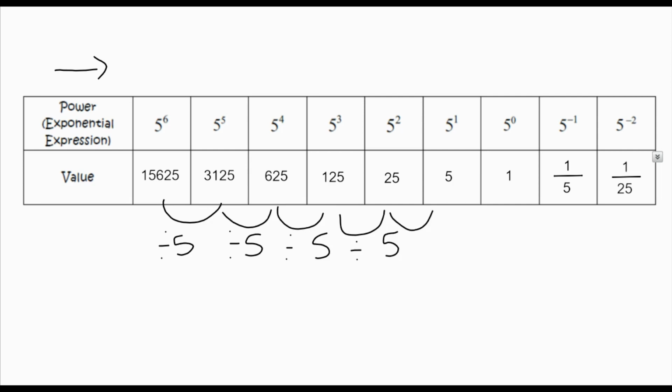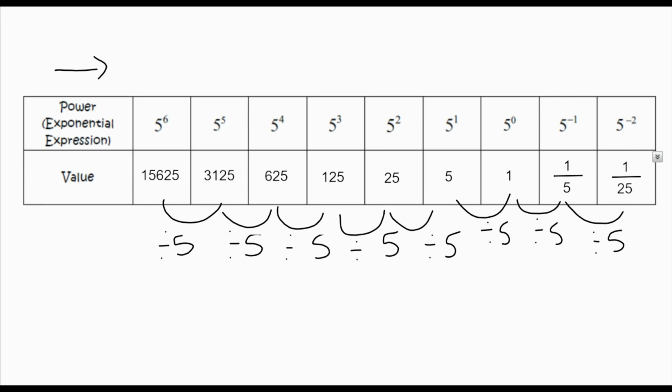Now, when I get to 5 to the first and I divide by 5, 5 divided by 5 is a value of 1. And then when I go to 5 to the negative first, 1 divided by 5 would be 1/5. And 5 to the negative 2, 1/5 divided by 5 would be 1 over 5 times 5, which is 1 over 25. So I can see that 5 to the 0 has to follow my pattern here of continuously decreasing by dividing by 5. When I get to 5 to the first, I divide by 5. 5 divided by 5 would give me a value of 1. And then as I go into my negative exponents, these become fractions, exponentially getting smaller towards 0.